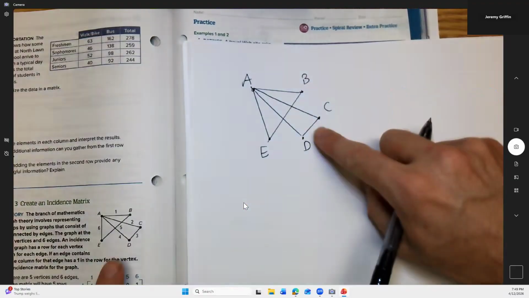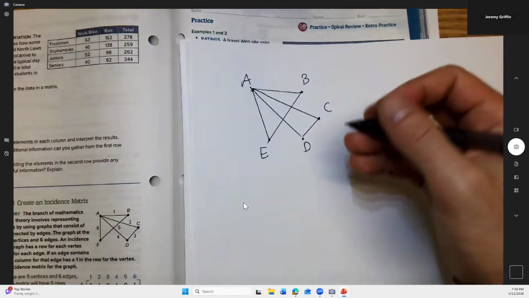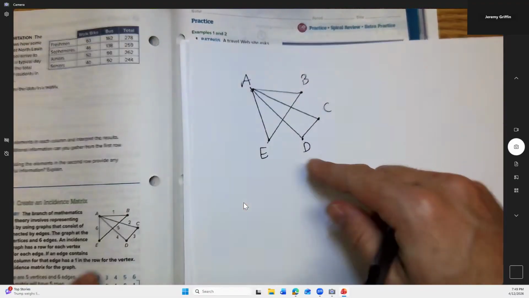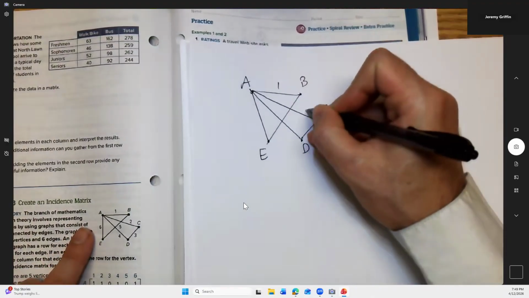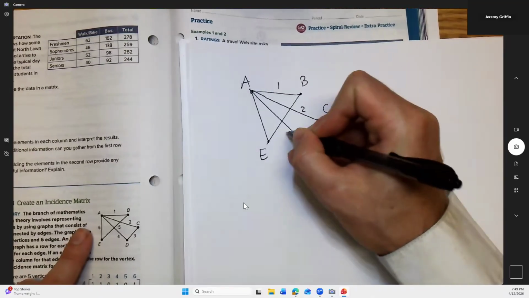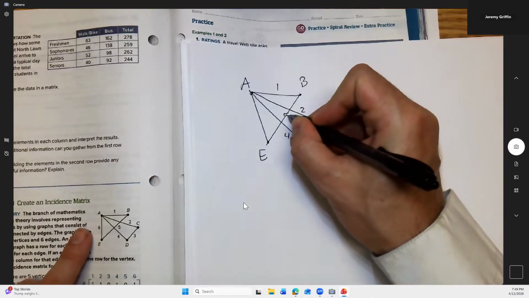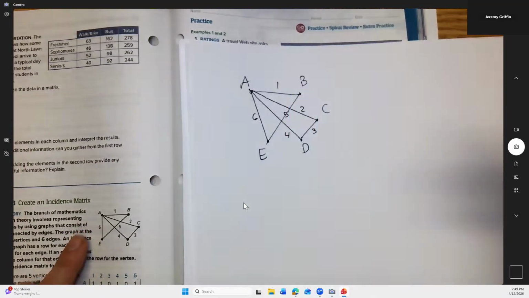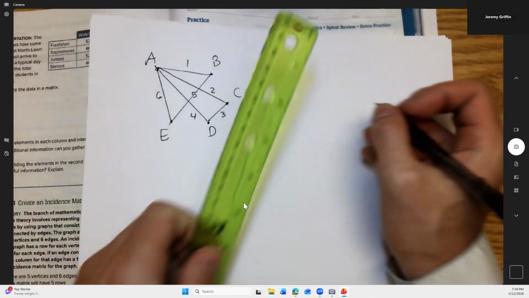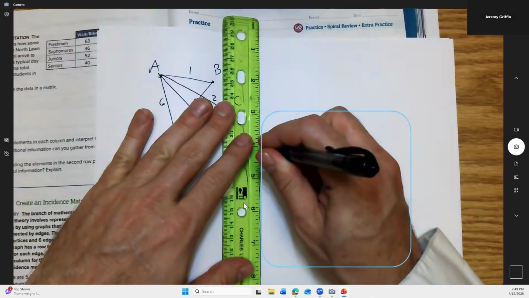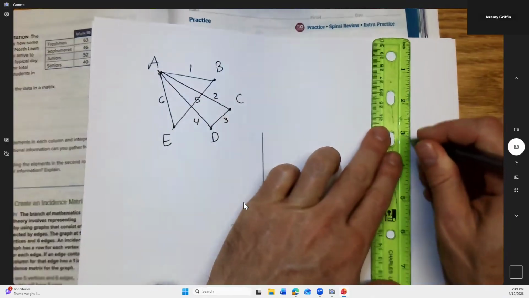Okay, so just taking this picture and I just copied it right here. Got that. Okay. I have to label the edges. I got edge one, edge two, edge three, edge four, edge five, and edge six. Right, so got the vertices, got the edges labeled. Now let's go about creating a matrix to represent the scenario.